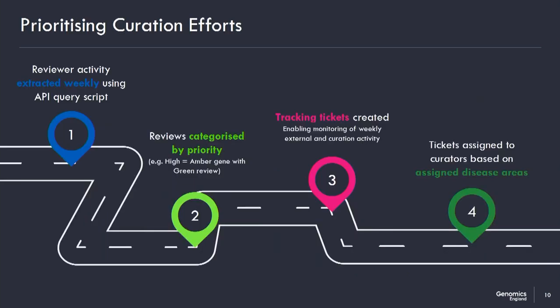And the way that we do this, on a weekly basis, we extract all external activity using an API script, and every review is categorized in the level of priority. So those reviews that might lead to a change in a diagnostic green gene will be prioritized over others. Each review is tracked in the form of a tracking ticket, and tickets are assigned to curators based on a designated disease specialty. So each curator can really become familiar with a set of panels, and this really helps us to increase our productivity.